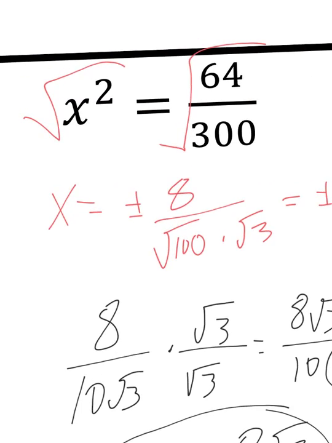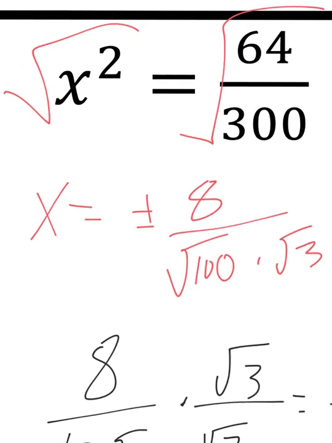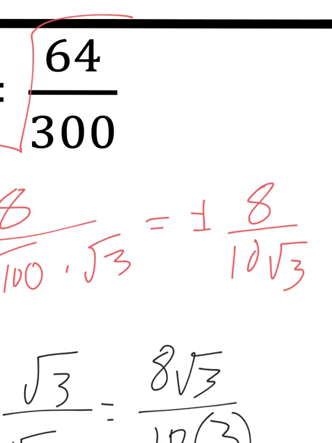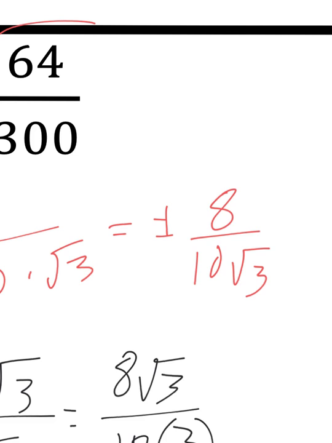The next one, a bit more challenging. Square root of 64 over 300. Well, the square root of 64 is 8. So I started off by just writing 8 on top. And then I split up the 300 as square root of 100 times square root of 3. Alright, so the next thing I did was I square rooted 100, which is 10. So I have plus or minus 8 over 10 square root 3.